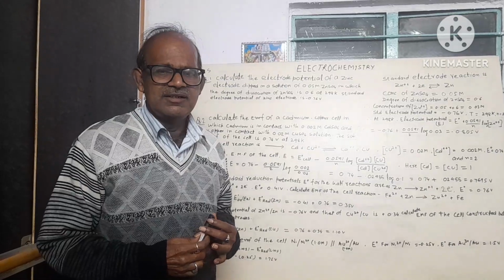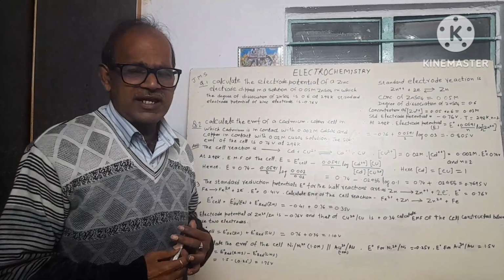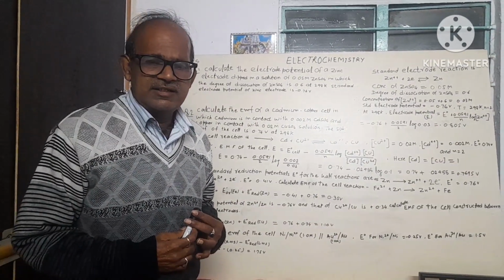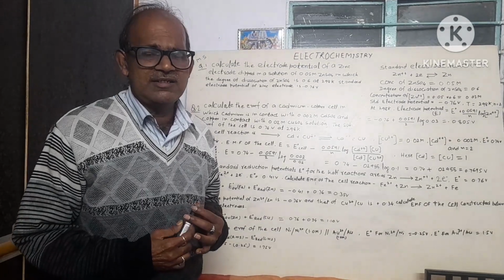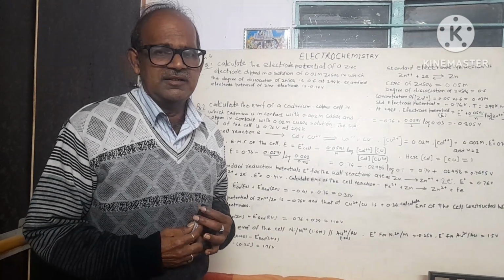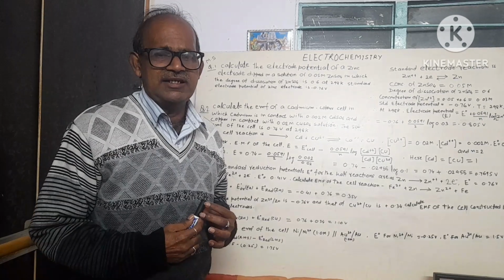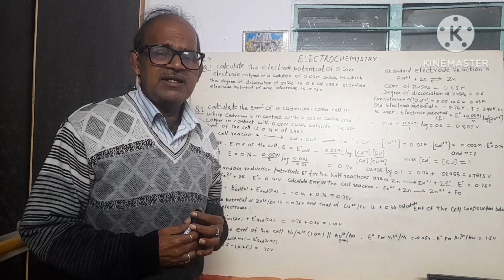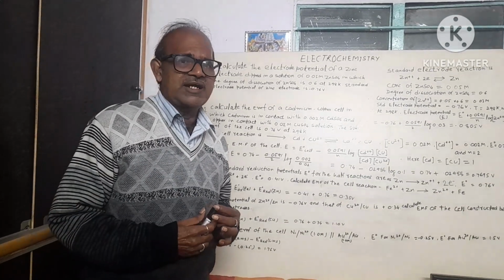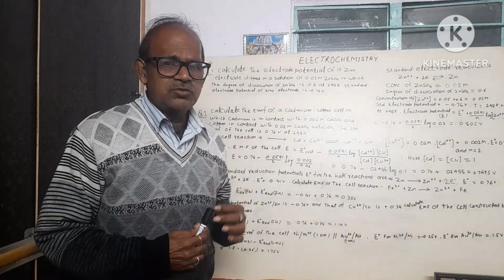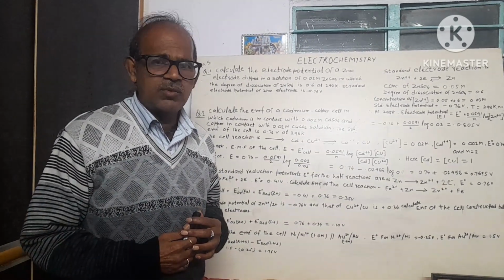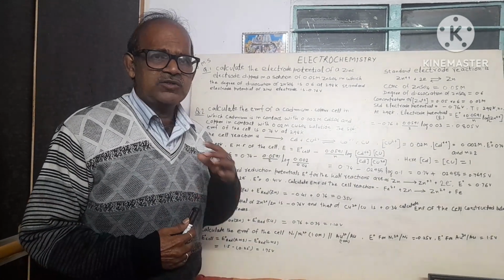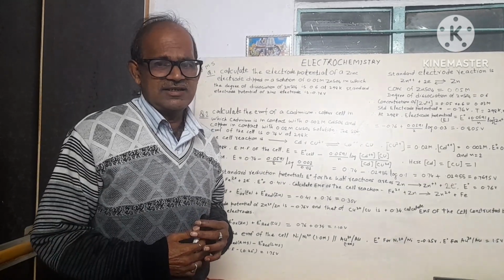And second, the reverse case: by the use of electrical energy, a chemical reaction is carried on. So these two types of cell, the galvanic or voltaic cell as the first type and the electrolytic cell as the second type, both come under the electrochemical cell.